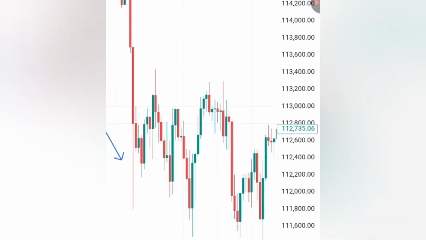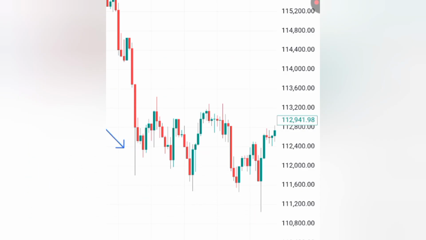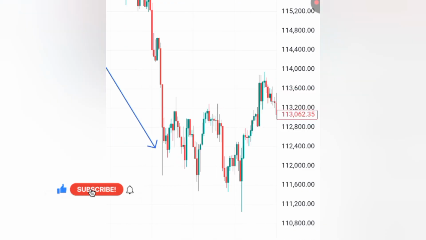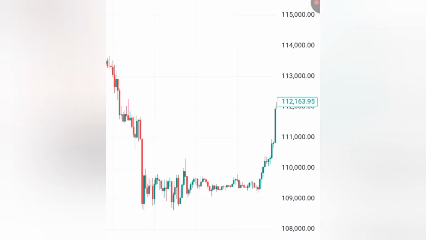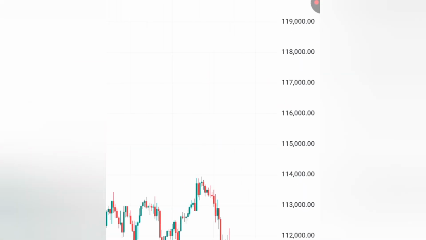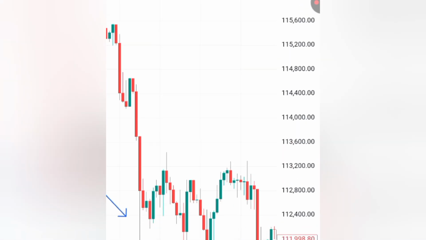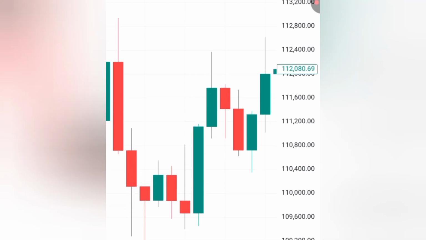Let's first go to pattern number 2. Pattern number 2 is the engulfing candle. This engulfing candlestick pattern is the best one I always use. We have a bullish engulfing and a bearish engulfing. Bullish engulfing happens when a large green candle completely covers the previous red one. That means buyers have taken strong control. Let me show you what we call a bullish engulfing. If the market has been in a downtrend, this is what we mean by bullish engulfing.